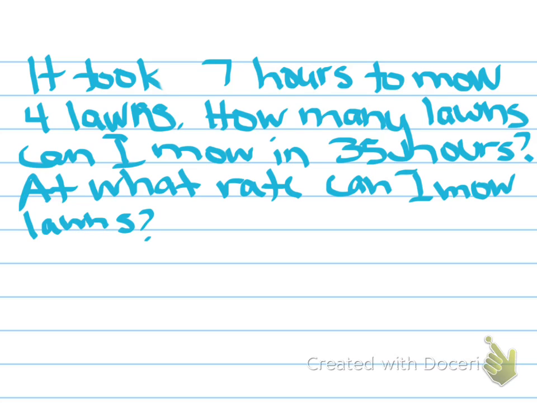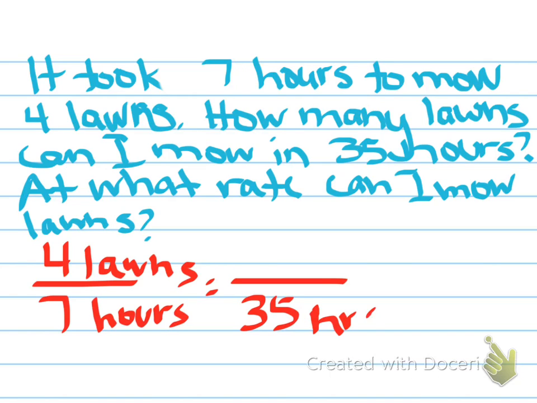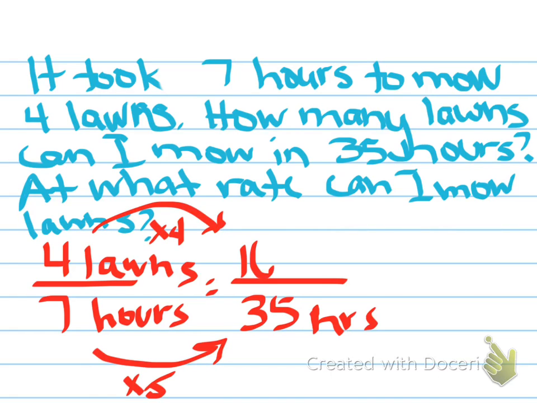Alright, so it says that you took 7 hours. Oh, and you know what? I like to do distance on top, which are my 4 lawns, and my hours, my time on the bottom. Okay, and it wants to know what I can do in 35 hours. How many lawns can I mow? So to go from 7 to 35, I'm going to be multiplying times 5. Whatever I do to the bottom, I do to the top. And so you should say that I'm going to mow, oops, sorry, times 5, not 4, you crazy person. 20 lawns.